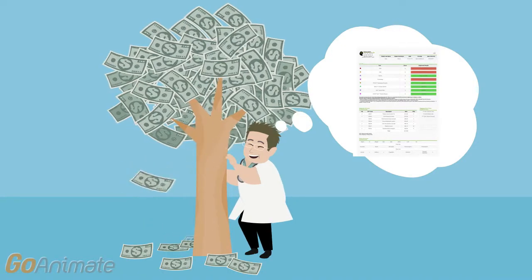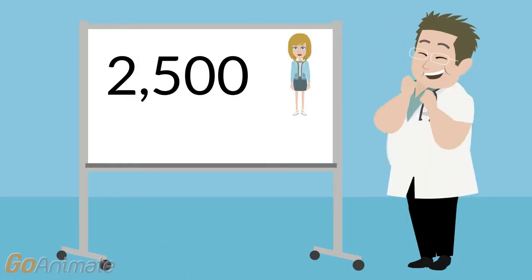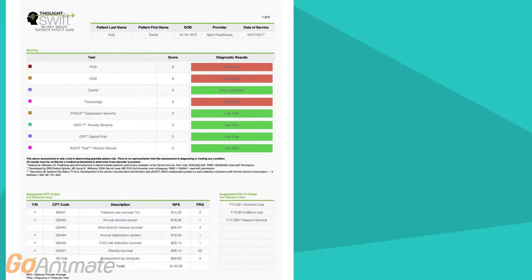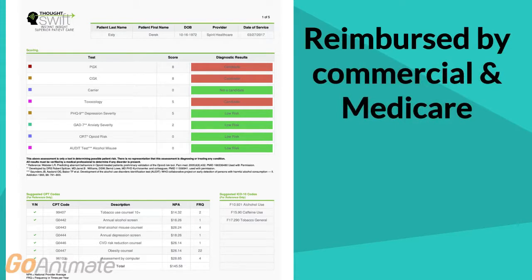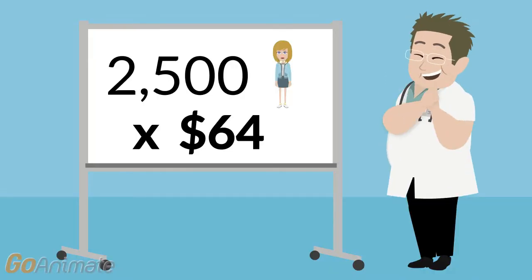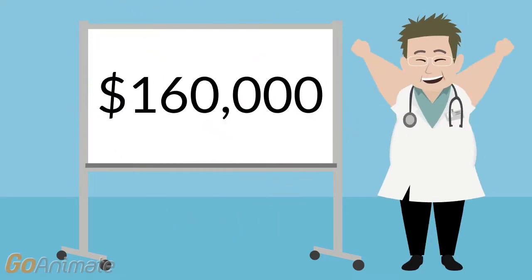The revenue that providers can realize by using Lab EHAs is staggering. Most doctors have around 2,500 patients in their care. Each Lab EHA is reimbursable by the majority of commercial payers and Medicare, and the lowest reimbursement amount is right around $64 per assessment. That would mean that when a doctor uses a Lab EHA in all of his patients once per year, he would earn up to $160,000 without large expense or capital outlay.